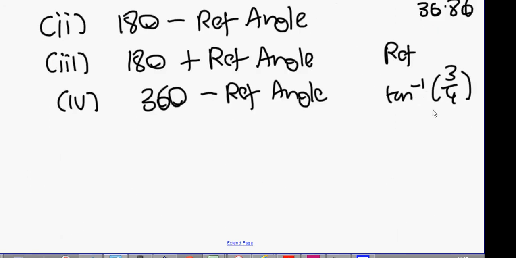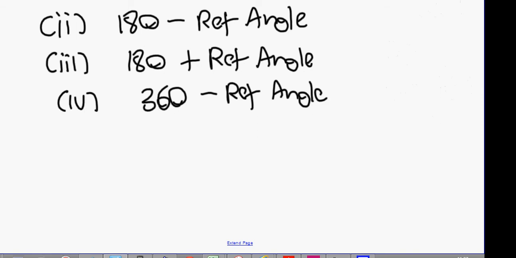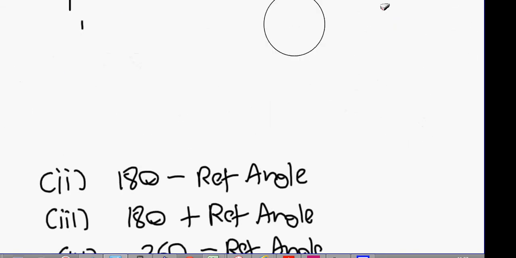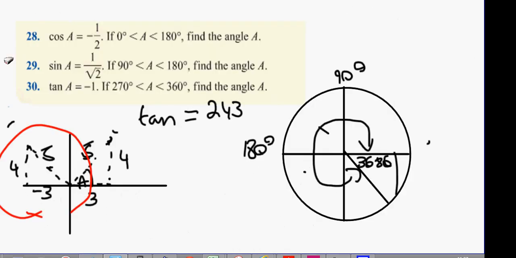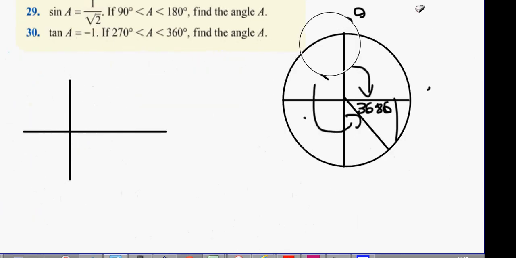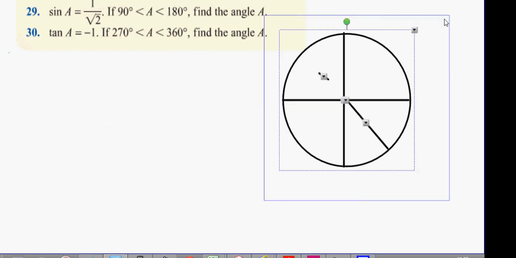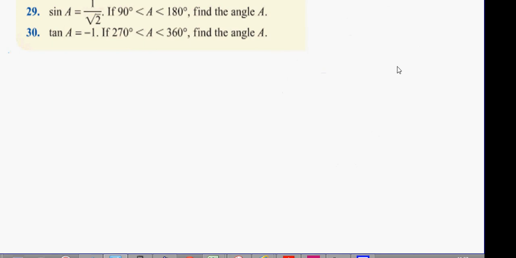Brings me on to the questions. These 3 rules here for the second, third and fourth quadrant are going to come in very handy very soon. Okay? You should take them down. They'll be back on the board in a second.